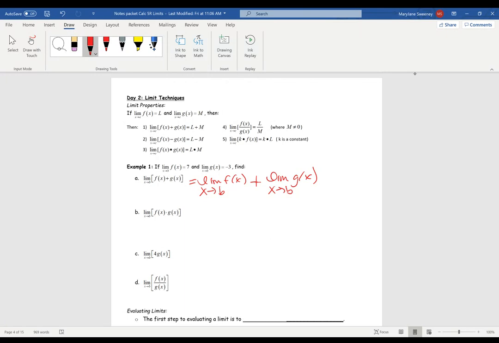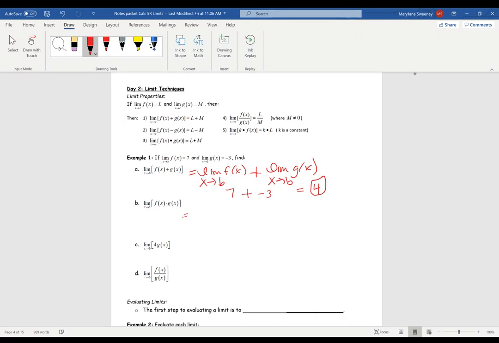So what I would look at is, what is the limit of f of x as x approaches b? It's 7. Plus, what's the limit of g of x as x approaches b? It's -3. So I would just do 7 plus -3 and get 4. Multiplication follows the same way. This is the limit of f of x as x approaches b times the limit of g of x as x approaches b. So this is 7 times -3, or -21.